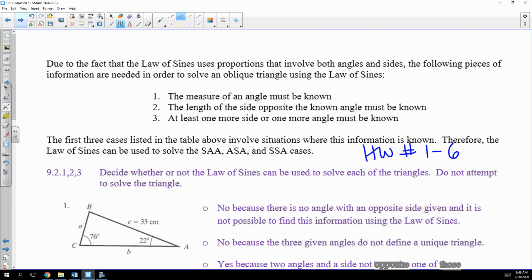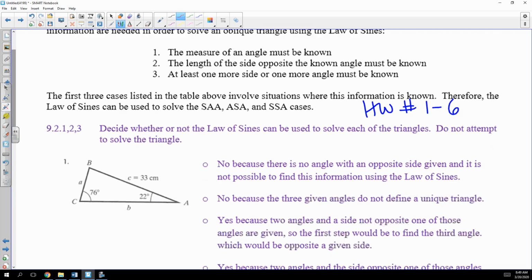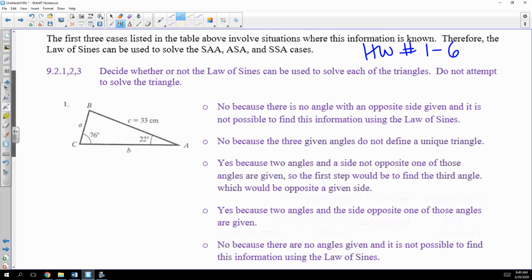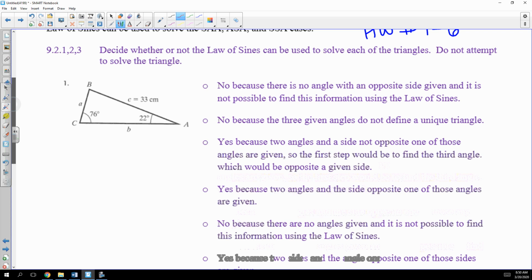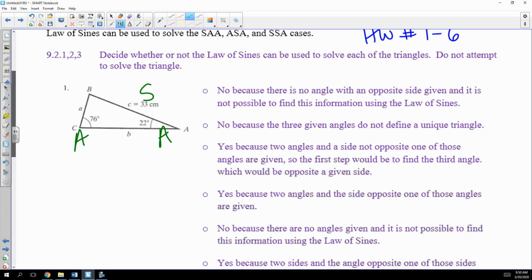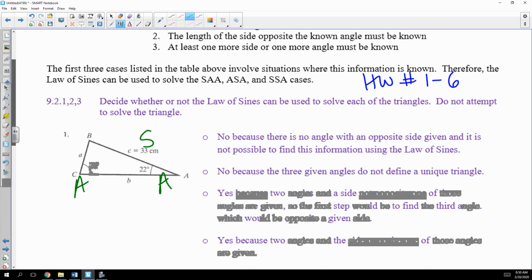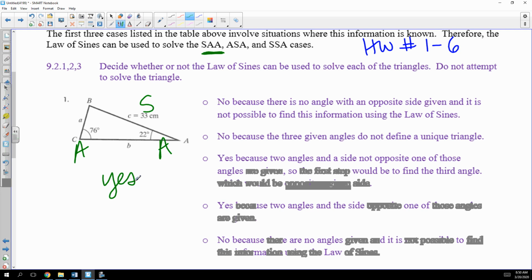Homework numbers 1 through 6 are going to ask you to determine whether or not the triangle can be solved using law of sines. Then it'll give you a list of different reasons, and the list is going to look similar to the list you see in this particular example. This is what we mean about the information that we have. Notice that we have an angle, another angle, and a side that's opposite one of those angles. Because you have two angles and a side opposite one of them, you can solve it using law of sines. So this is a yes.